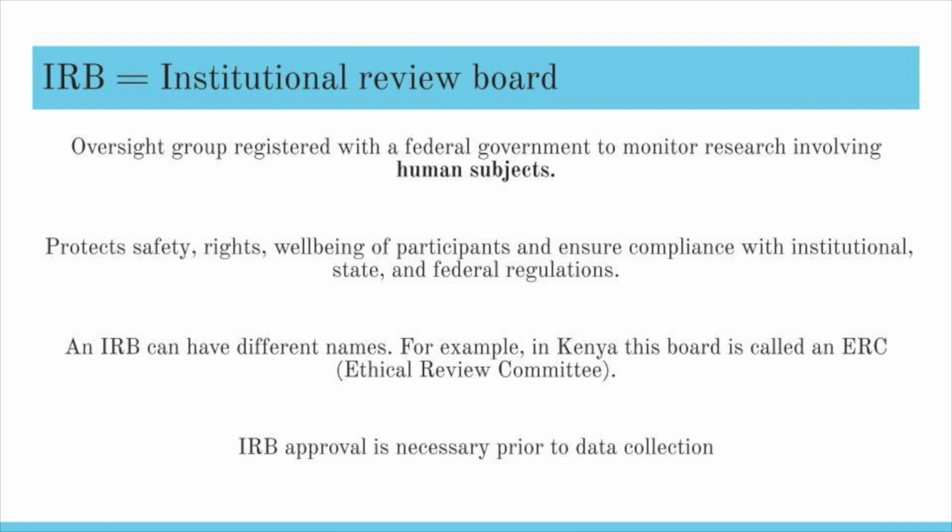First off, it's important to register your research with an Institutional Review Board. An institutional review board is an oversight group which is registered with the federal government to monitor research involving human subjects. As listed below, this IRB will protect the safety, rights, and well-being of participants and ensure compliance. An IRB can have different names. For example, in Kenya, this board is called an Ethical Review Committee. It's important to note that IRB approval is necessary prior to starting data collection.